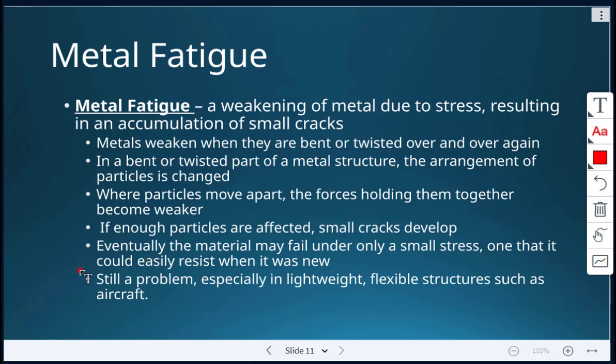It's still a problem even in lightweight, flexible structures in aircraft.